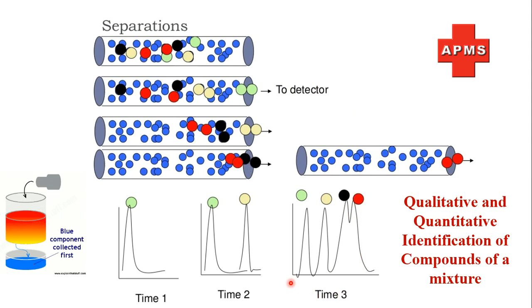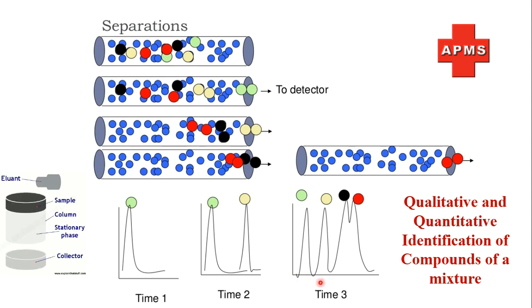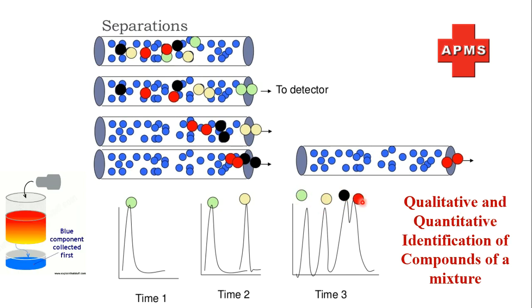So we can see that this is the 0 time, and as we move along this x direction, the time is increasing. So first this is eluted, then this, and this. So this is actually qualitative, because all the components are separated, and different peaks are shown for each component.